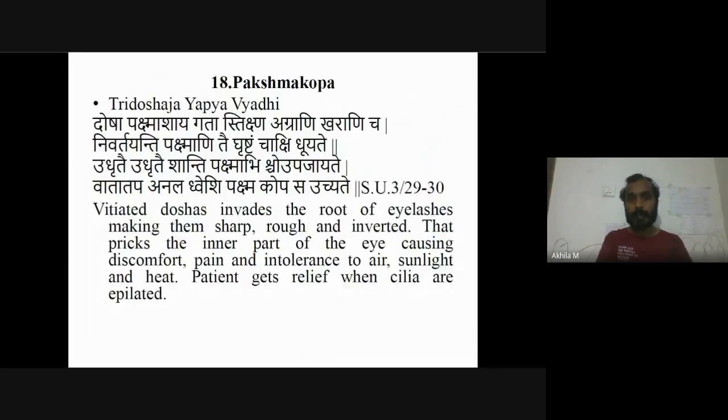And this is a sannipataja tridosha yapya vyadhi. So due to the vishesha of the tridosha reaching the pakshma, the root of the cilia, and because of the vitiated doshas, the cilia, the pakshma become tishna agra. They are pinpointed and rough in nature, and misdirected towards the netra. When it touches the cornea or conjunctiva, it will irritate the eye. When we remove the lashes, the patient will get some relief. Otherwise, the patient cannot tolerate it.